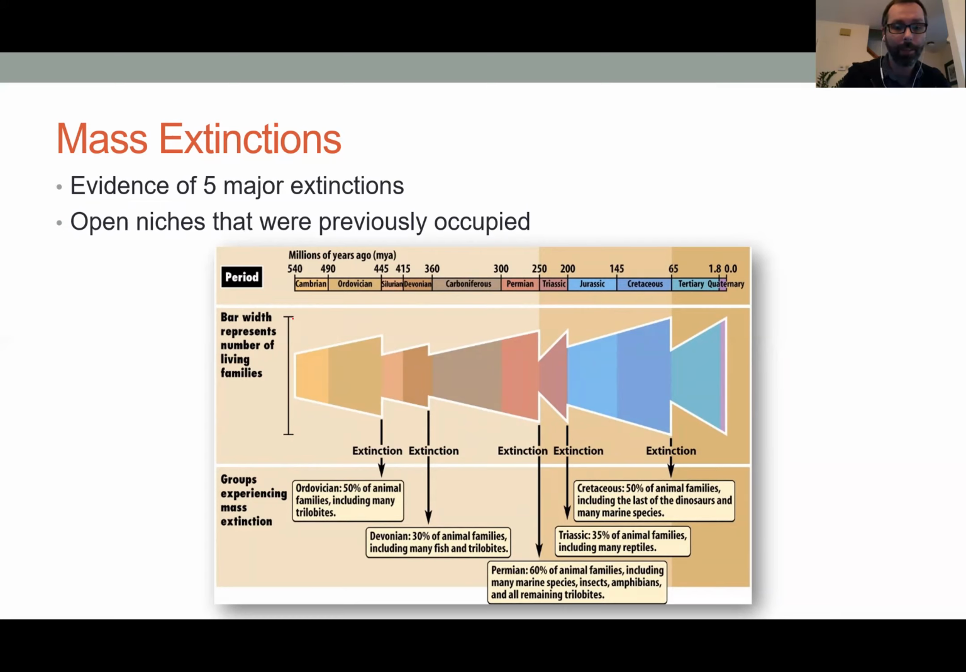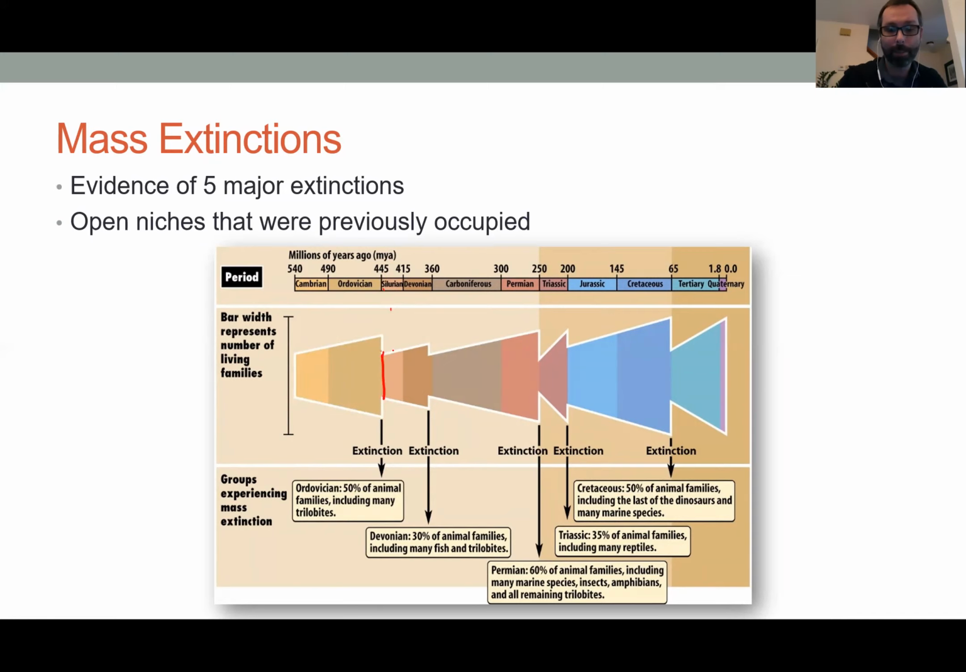In this graph, the width of the bar represents the number of families, a number of different types of species out there, right? So the thickness here compared to the thickness here, right? It got bigger, which means that there was more diversity and more species evolving. And then suddenly something happens right here and a lot of them die. So it gets skinny again.